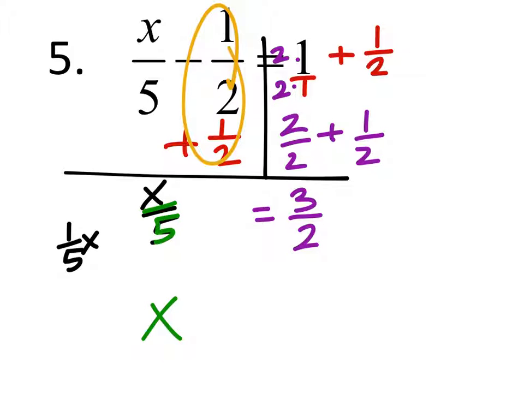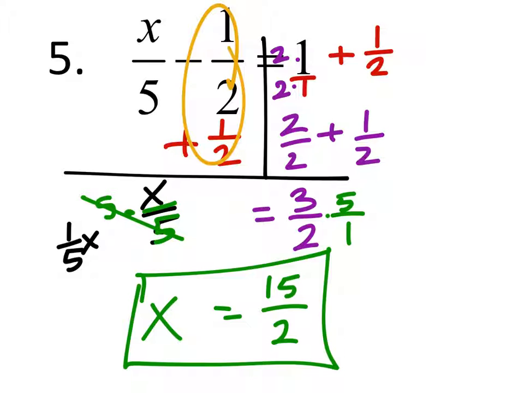So I'm going to use an inverse operation of divide, which is multiply. And if I multiply this by 5, they'll cancel out. But if I do it to one side, I got to do it to the other side as well. So 3 times 5 is 15. 2 times 1 is 2. That would be my answer.